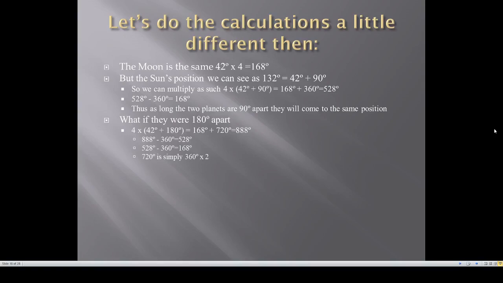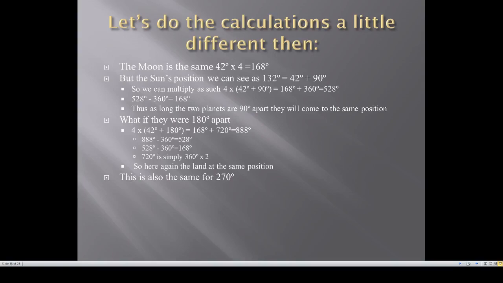And we can see here then that 720 degrees is simply 360 degrees times 2. So here again, we land at the same position. So we can see that if they're 180 degrees apart, no matter where you start for the sun, they're going to come to the same position when multiplied by 4.